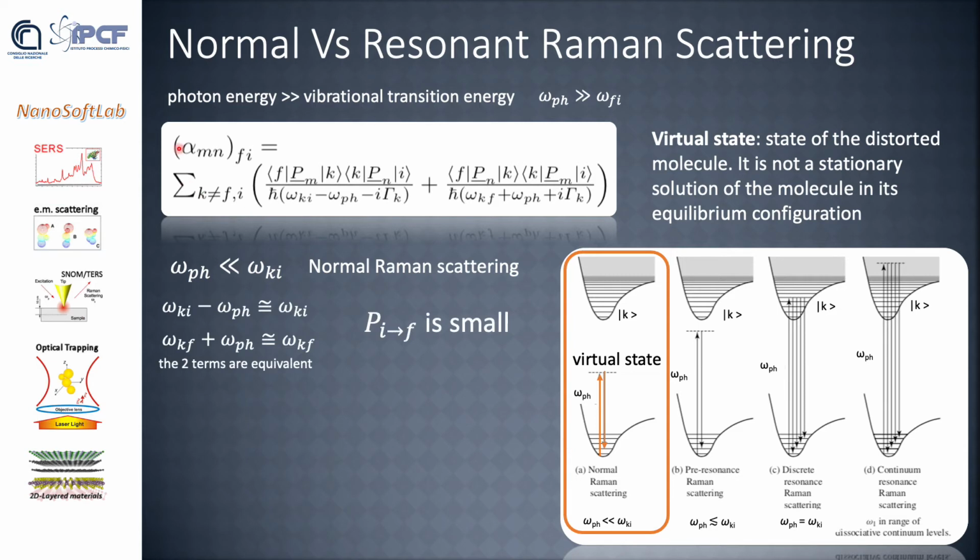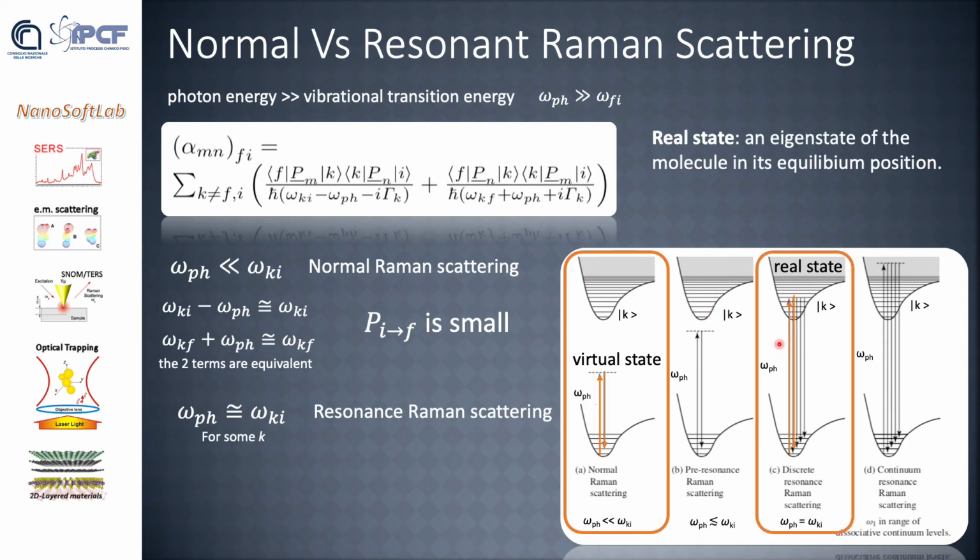In this case, as we see here, the denominators omega ki minus omega photon is basically equal to omega ki, and this occurs also for this second term. And since omega ki is much larger than omega photon and much larger than the width of the state, the transition probability is very small. So in normal Raman scattering, the transition probability is typically very small. The two terms are basically equivalent.